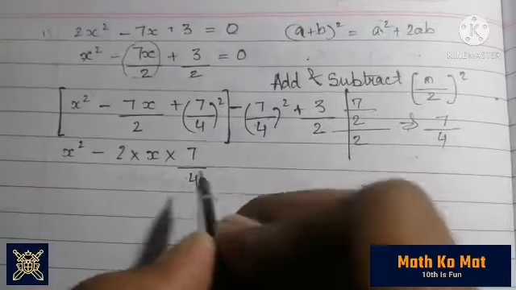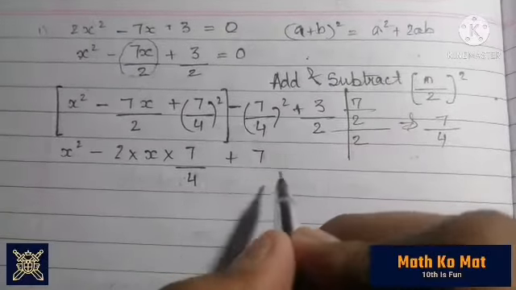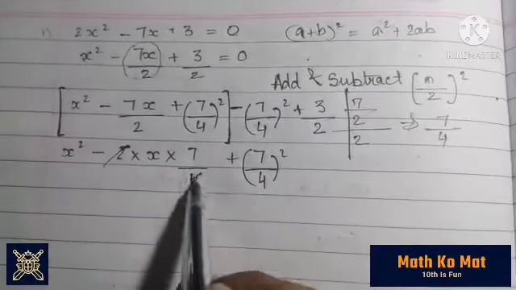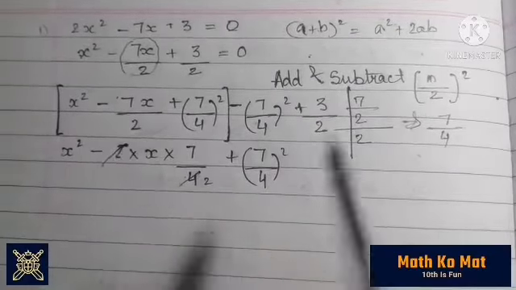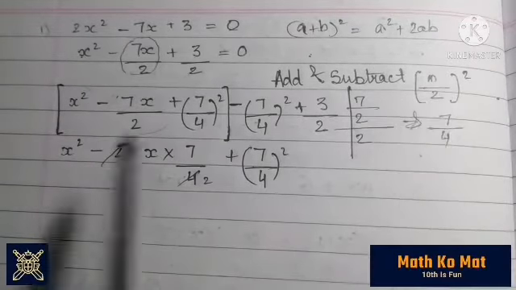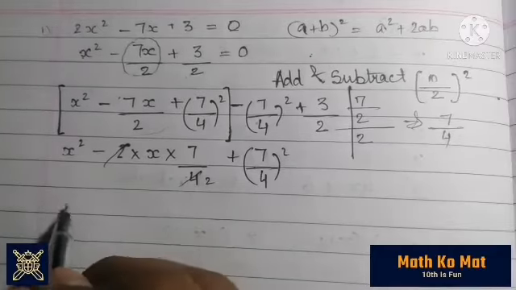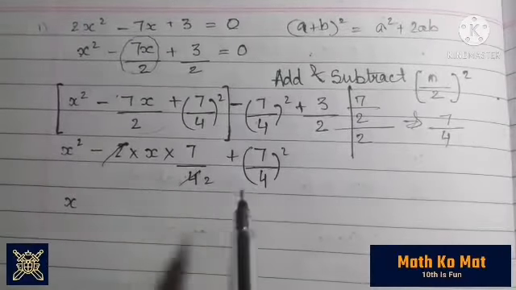7 by 4 and plus 7 by 4 whole square. Just take the bracket for now, 7 by 4 whole square. So when you multiply 2 and 4, you are left with 7 by 2x, and that's what we had. So when you add and subtract the square of half the middle term, you are completing the square. So now you have, this is the identity, x minus 7 by 4 whole square.